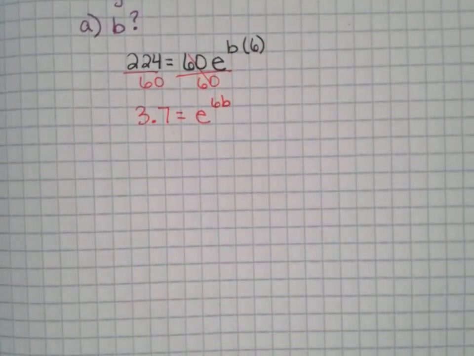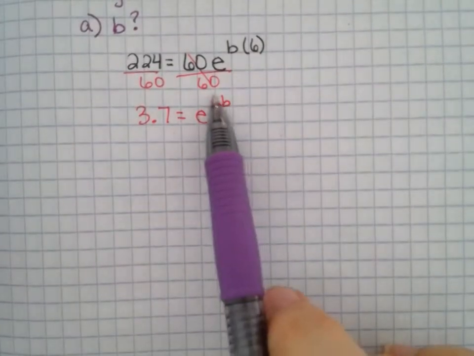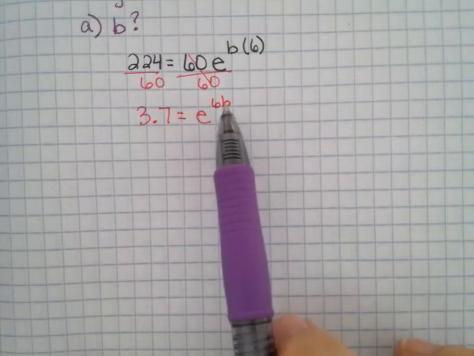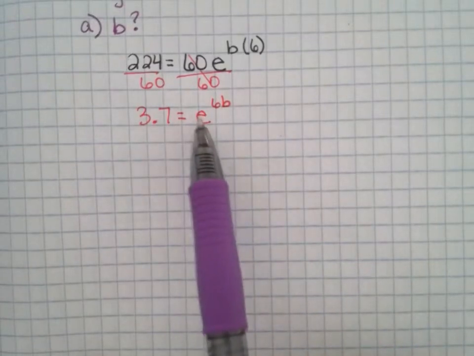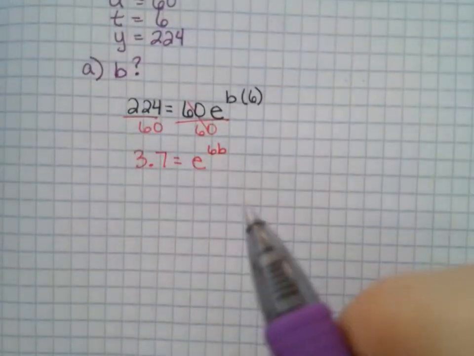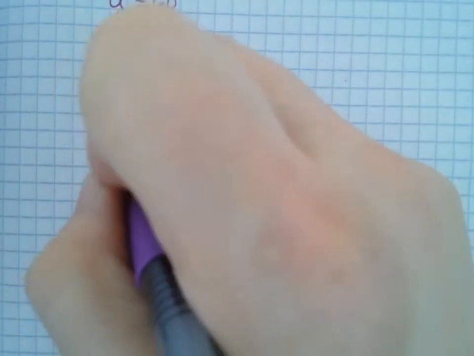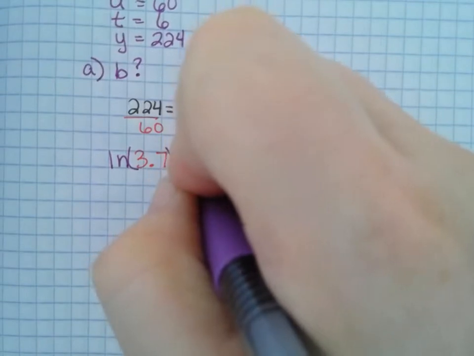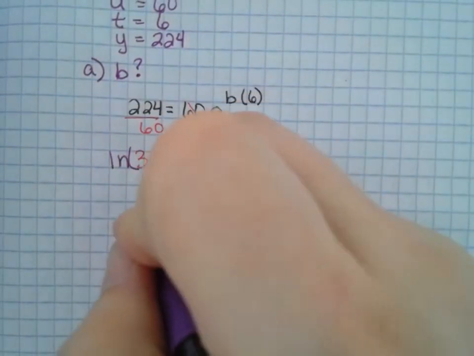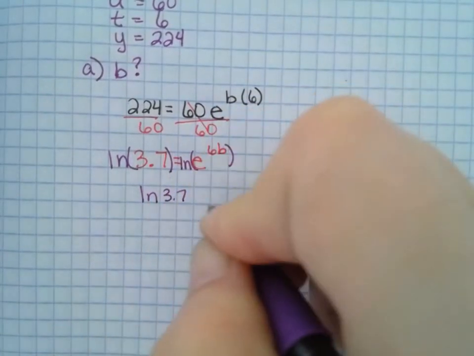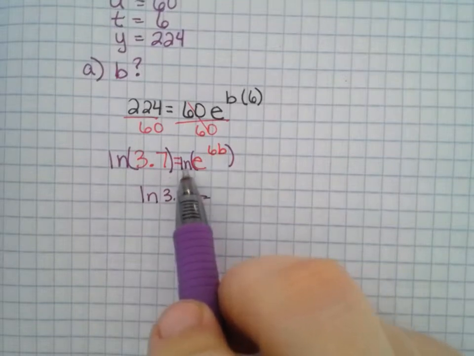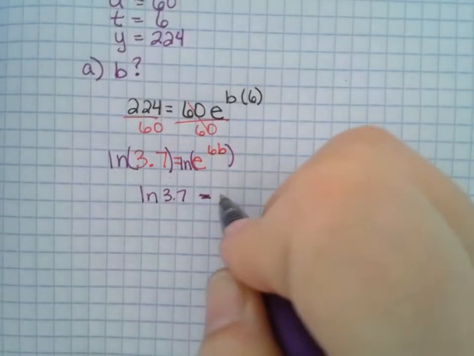Now, how would I get this exponent down? The natural log. I need to take the natural log of both sides. So natural log of this side, natural log of this side. Well, I'm not going to round yet. I'm just going to leave this as natural log 3.7 equals, well, what happens to the natural log of e? Cancels, and we're just left with a 6b.